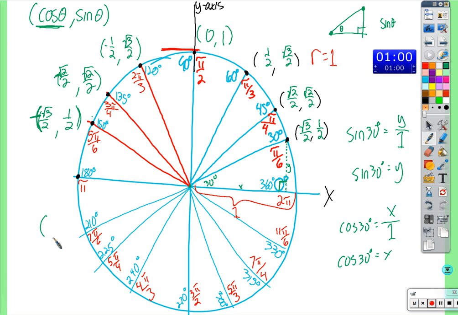So this one would be very similar. What's the x value going to be? Negative. Negative what? Isn't this one negative one half? Isn't it a little further than that? Negative root 2 over 2. It's just as far to the left as this is. Yeah? So negative square root 3 over 2. And negative 1 half.